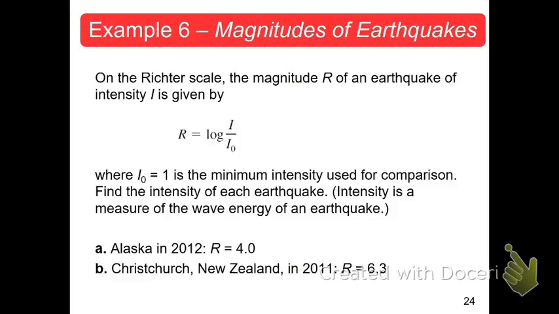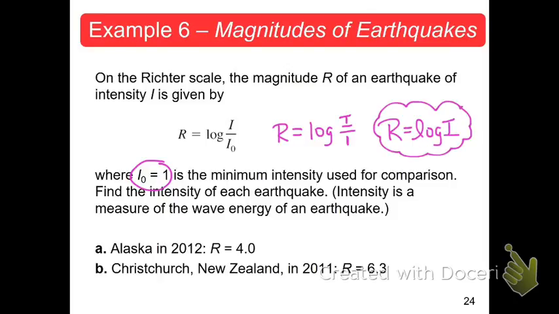Well, first though, it told me that I sub 0 equals 1, so I can plug that in here. So I get R, oops, I shouldn't have put an equal sign between them. This is going to make R equals log of I divided by 1. But we know anything divided by 1 is itself, so really R is equal to log of I. So there's the equation that we're going to use to solve these problems.